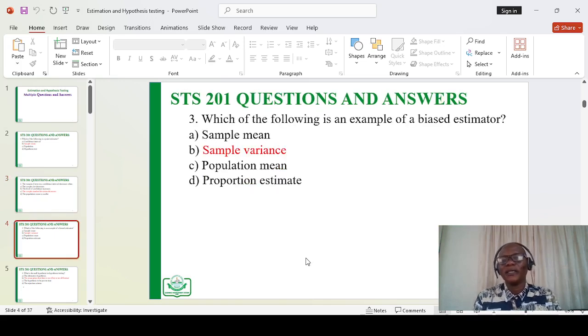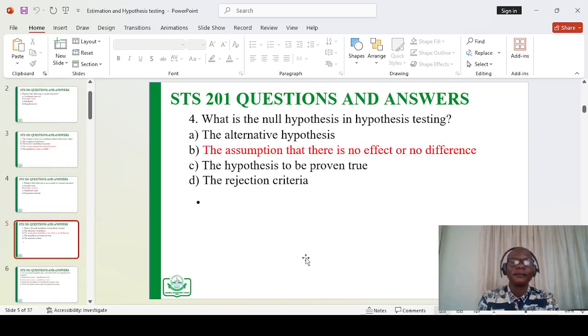Which of the following is an example of a biased estimator? Sample variance is a biased estimator. So sample mean is unbiased. So in this case, B is the correct answer.